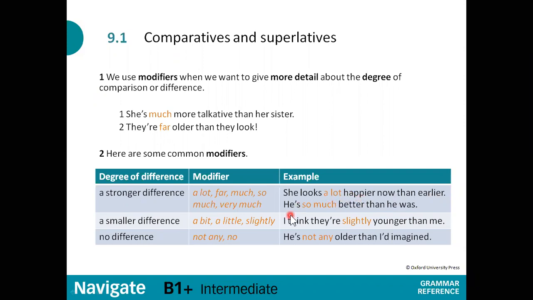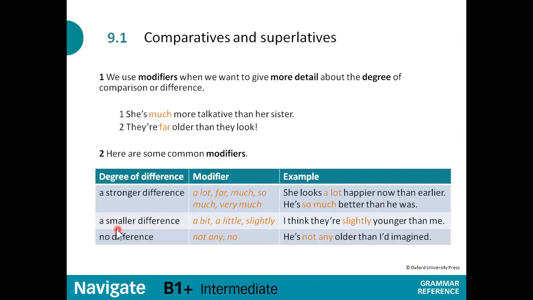Next example, he's so much better than he was. So two or three days ago, he was not feeling well, or maybe he had an operation. And now, today, he's feeling much better than he was two, three days ago. So much is modifying better.